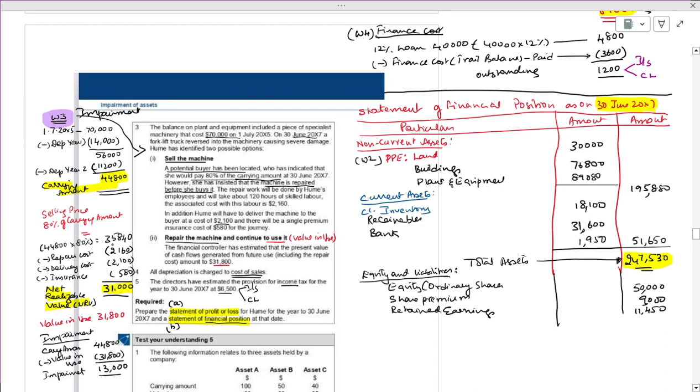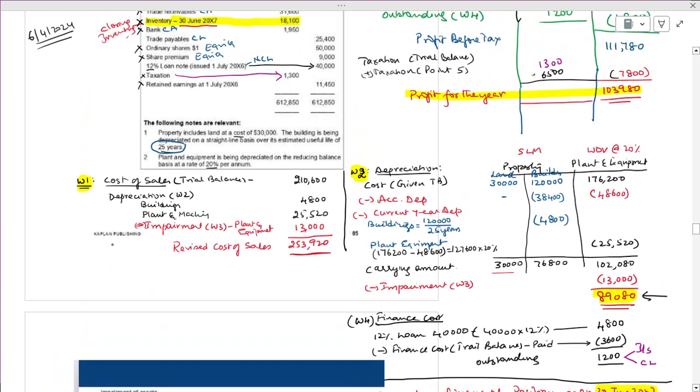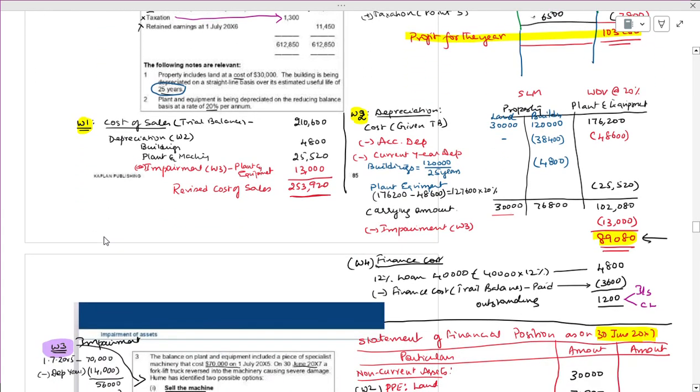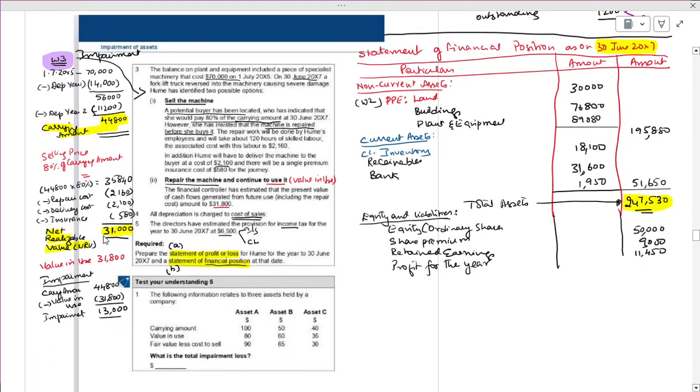Next, profit for the year. How much? Profit for the year, how much? How much have we calculated? 103,980. Good. 103,980. Total, how much will we get?